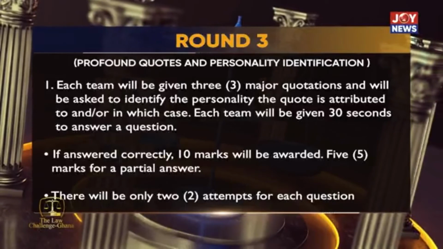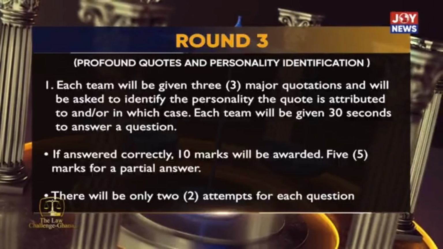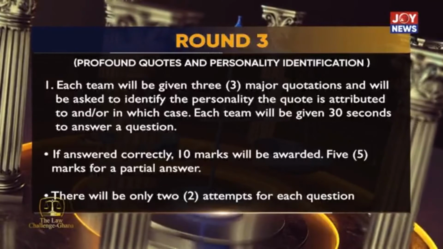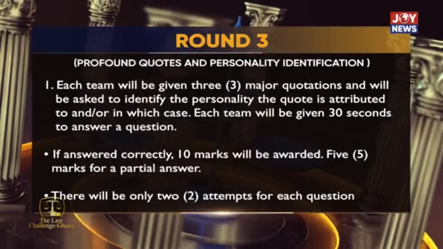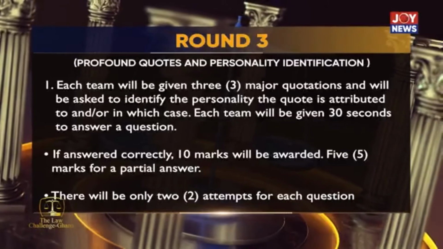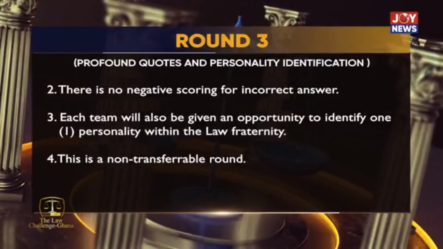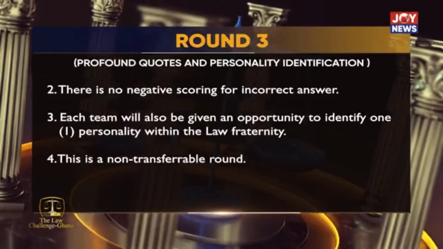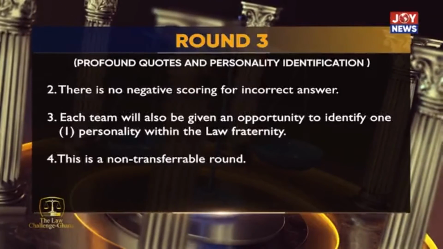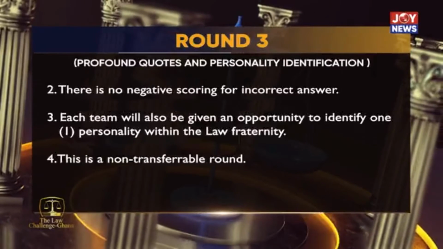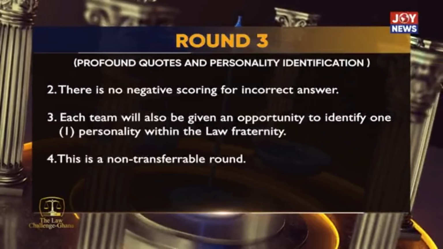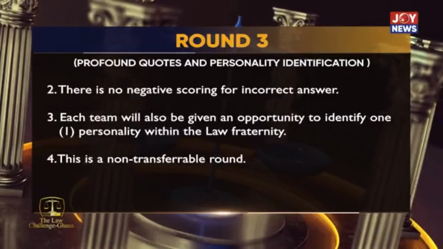A correct answer attracts 10 marks. There is 5 marks for a partial answer. And there will be only 2 attempts at each question. There is no negative scoring for incorrect answer. And each team will be given the opportunity to identify one personality within the legal fraternity. That will bring us to the 4th question, so to speak. And this is a non-transferable round. Gentlemen and ladies, here we go.